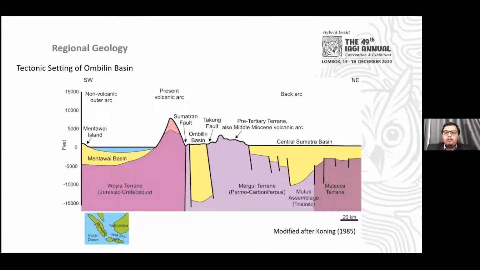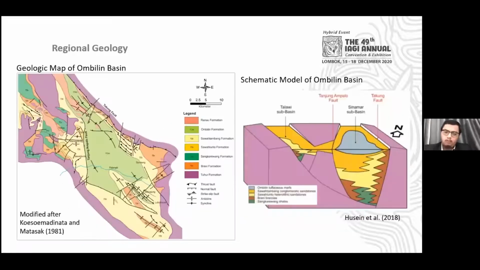Ombilin Basin is located in the Barisan Mountains, so we have a Tertiary basin in the mountainous region. In this case, we can see that the Ombilin Basin may be the western continuation of the Central Sumatra Basin. And we see that the major fault controlling Ombilin Basin is the Takung Fault in the northeast part of the basin. We will see more precisely later in this session about the evolution of the Takung Fault.